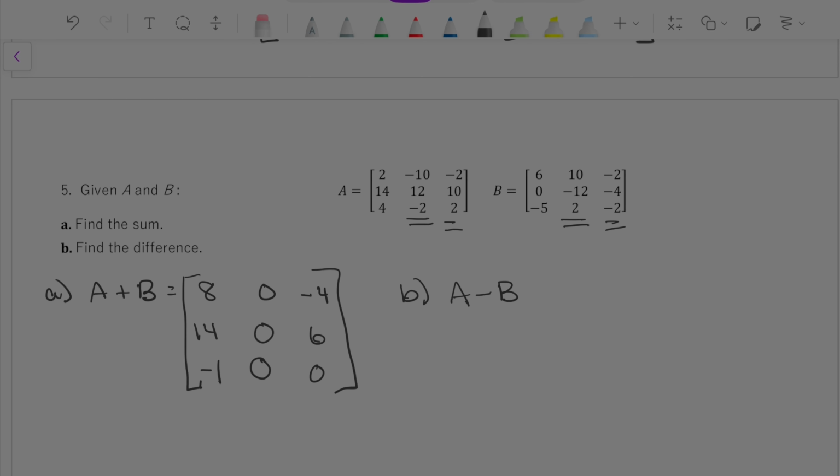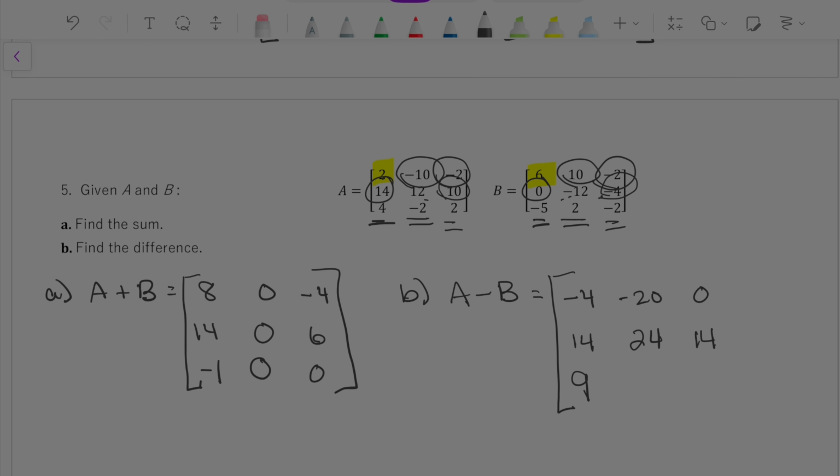Difference, A minus B. 2 minus 6, -10 minus 10, -2 minus a -2, turns it to adding, 14 minus 0, 12 minus a -12, 10 minus a -4, 4 minus a -5, -2 minus 2, 2 minus a -2. Whew, there we have it.